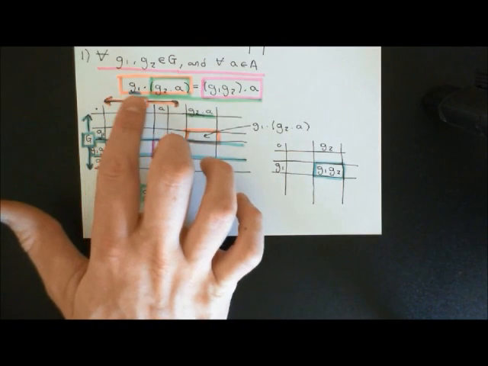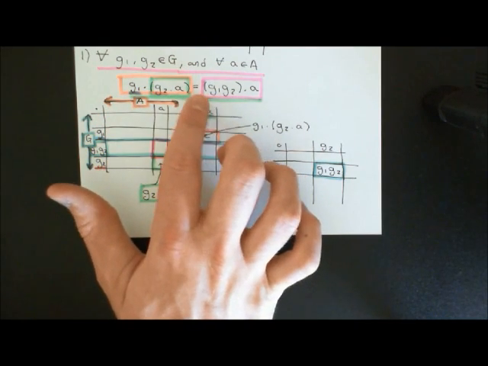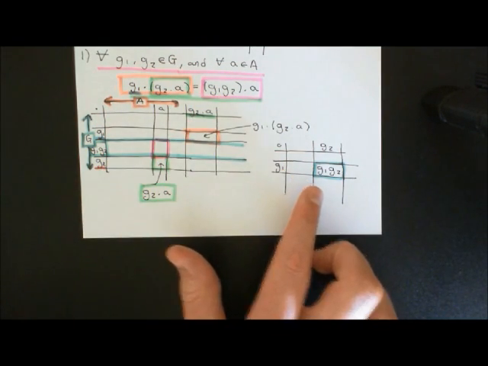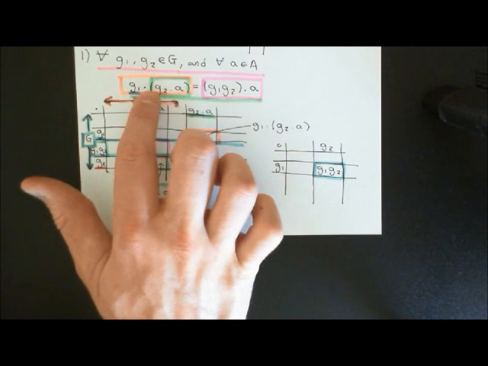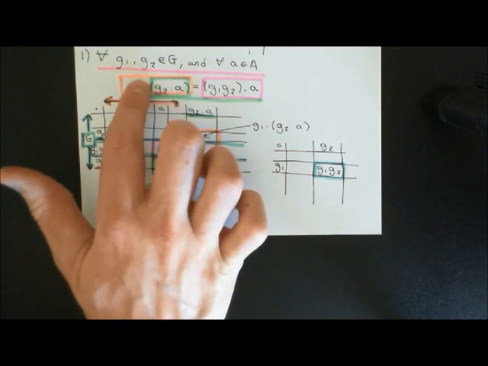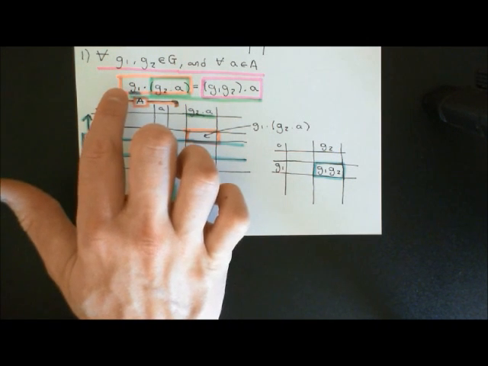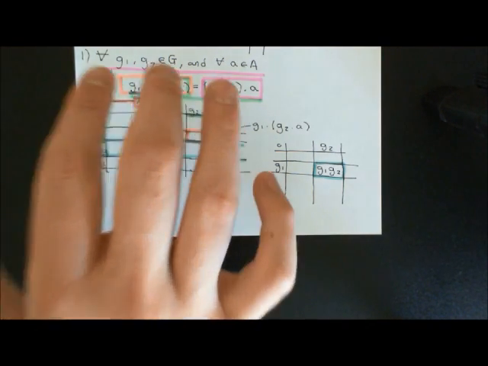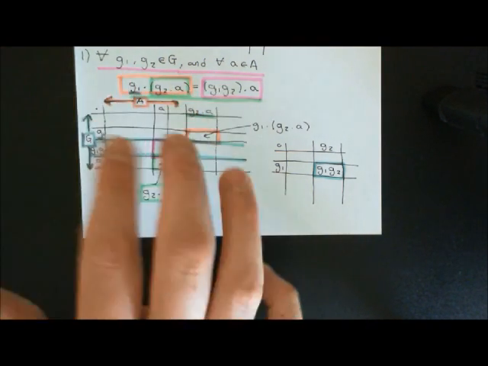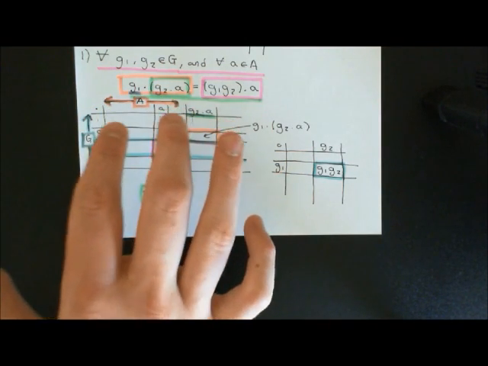That it does not matter if you firstly compose G1 and G2 together in the group composition table and then act that answer on the element little a, or if you firstly act G2 on the element little a, and then act G1 on that answer. It does not matter which way round you do it, the answer must be the same.